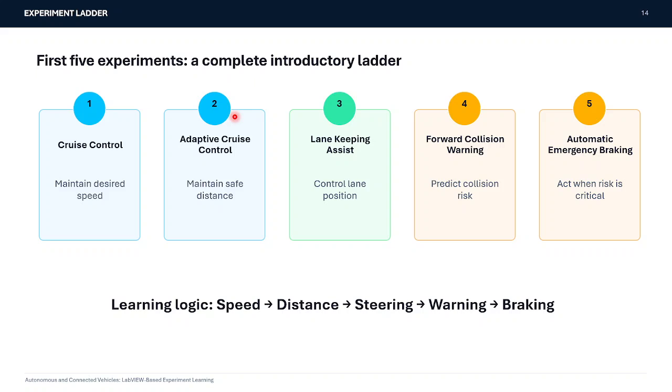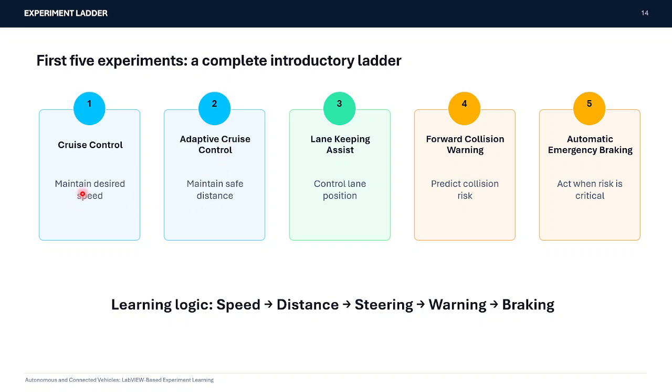In this lecture series, we discuss five different types of controllers, one by one in the coming lectures. The first one is cruise control, which maintains the desired speed. Then adaptive cruise control, which maintains a safe distance. So there is normal cruise control and adaptive cruise control, which looks at maintaining the safe distance.